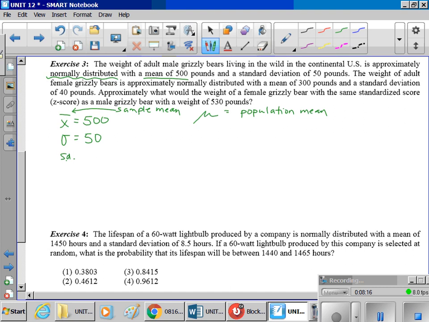So we wrote that down. The weight of adult female grizzly bears is approximately normally distributed with a mean of 300. So let's do a mean of 300, and a standard deviation of about 40. So this is my females. These are my males.